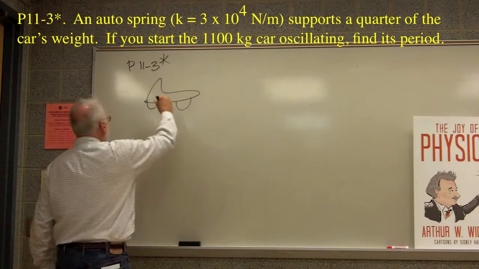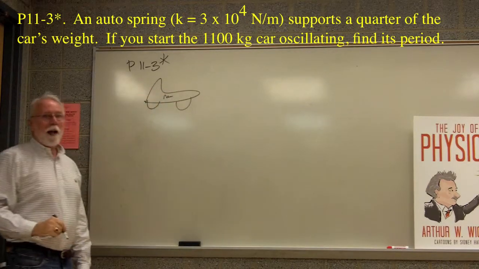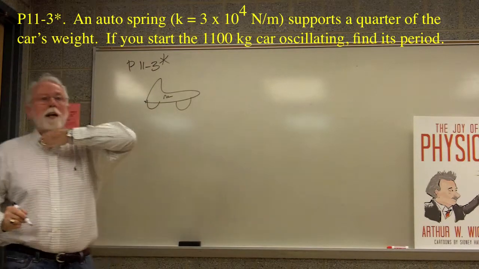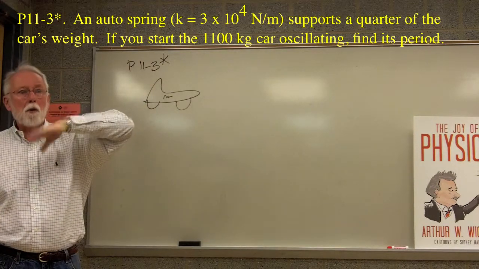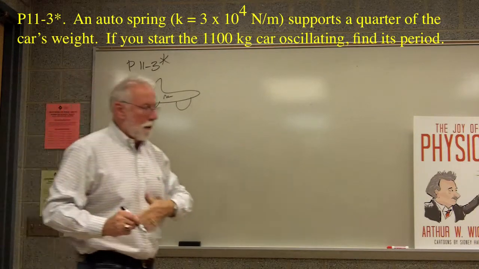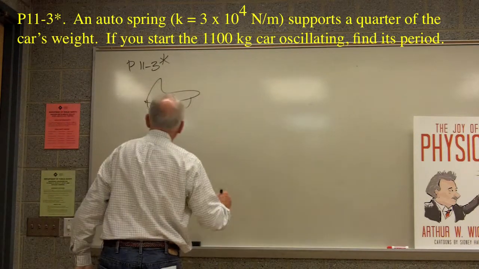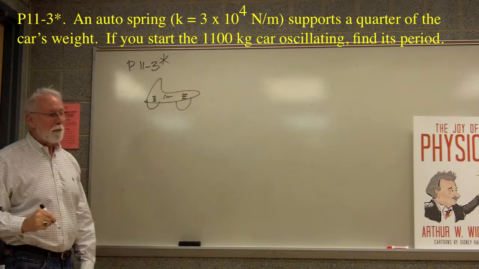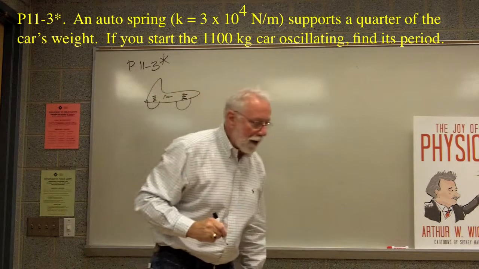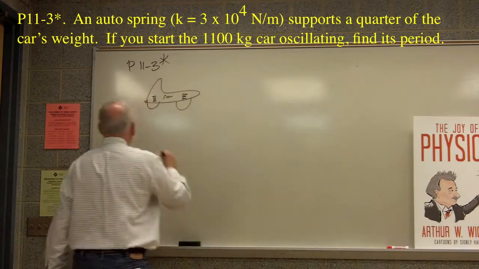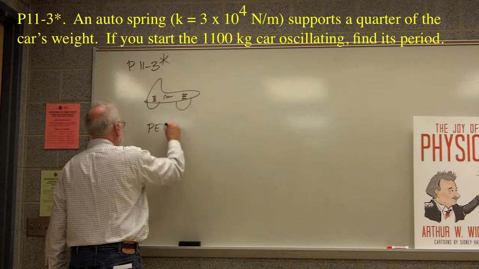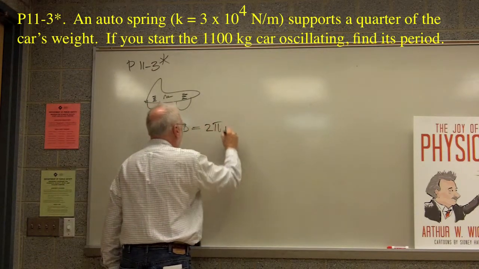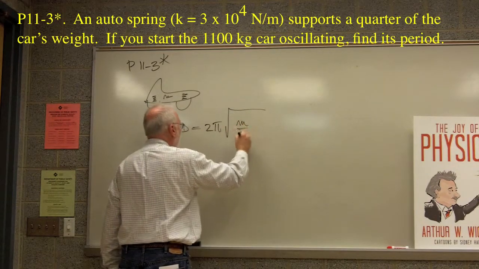This car has a particular mass, which is given, and it has these springs. And so the car will bounce up and down on the springs. In effect, each spring supports a quarter of the mass of the car. So the question becomes, what is the period of motion of this car being supported by these springs? We have a formula for that right out of the book: the period is 2 pi times the square root of m over k.